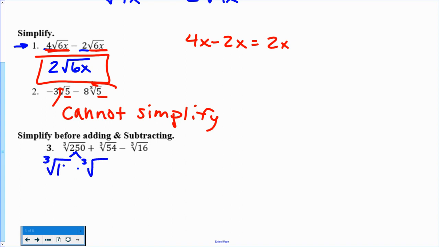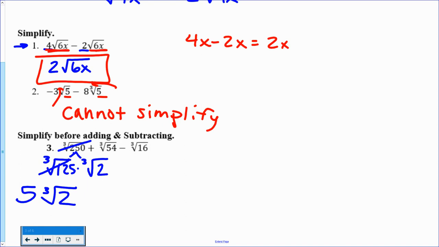So 125 is 5 cubed. That's a perfect cube. If I multiply 125 times 2, I will get 250. So the cube root of 125 is 5, and then you have 5 cube roots of 2. So I simplified my 250.